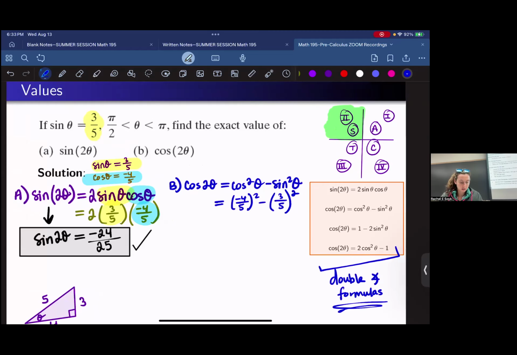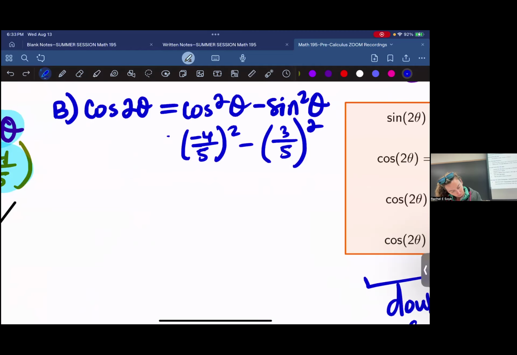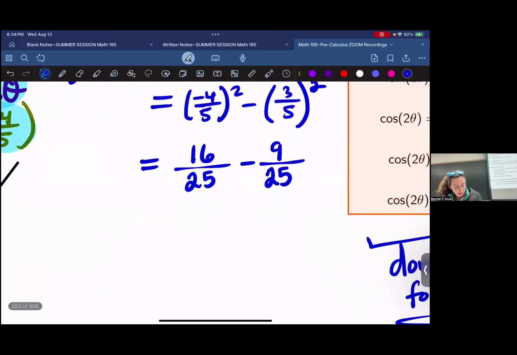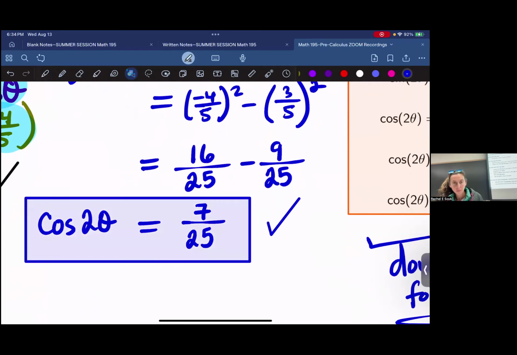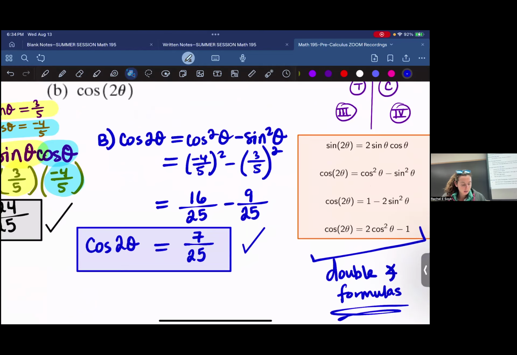Let's zoom in over here. Minus 9 over 25. And so 16 minus 9 gives you 7. So our final answer for our cosine of 2 theta is simply 7 over 25. And we are done.